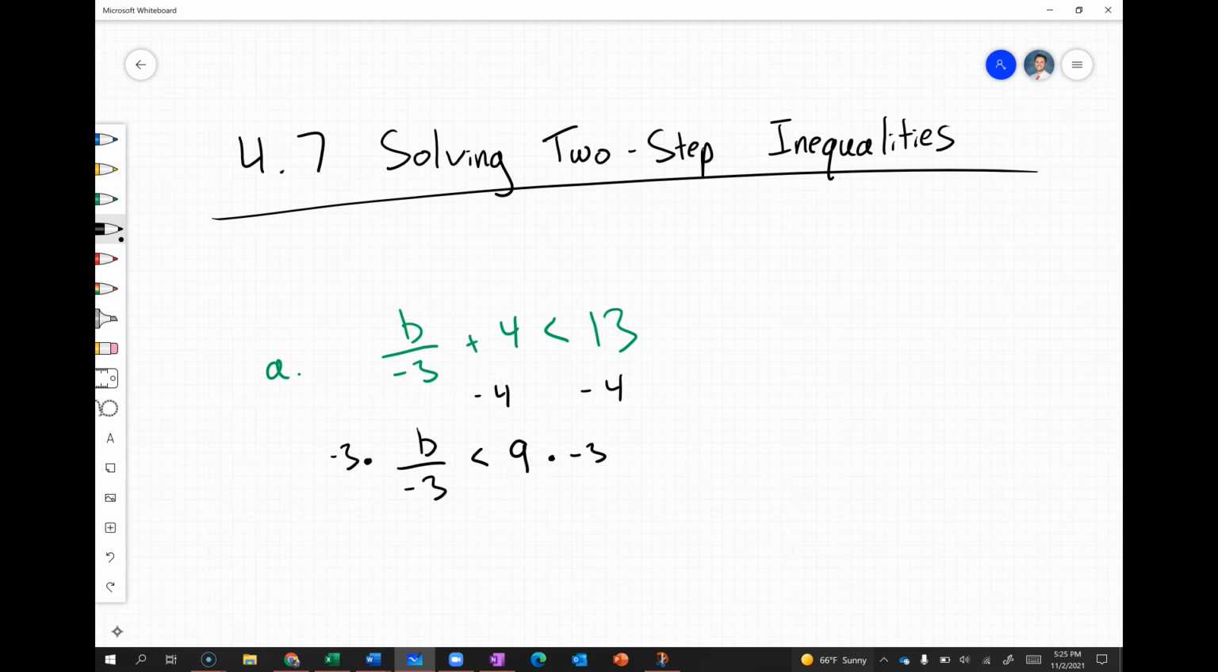Okay, now again, super important. Remember, when we multiply or divide by a negative value, we need to reverse the direction of the inequality. So this less than is going to become greater than. Leaves us with b is greater than 9 times -3 is -27.